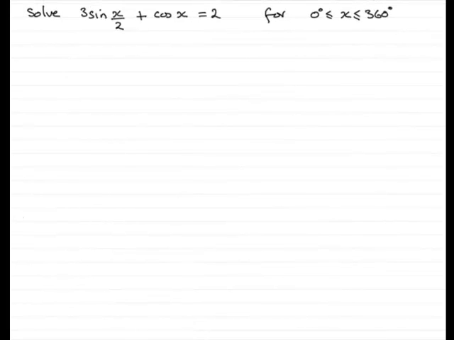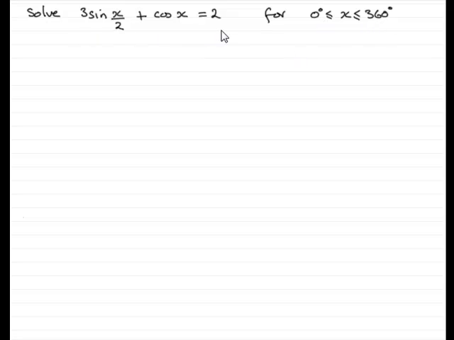Hi, welcome to another example in my series on how to solve trig equations by using identities. Now, in this example we've got to solve 3 sine x over 2, or a half x, plus cos x equals 2 for x between 0 degrees and 360 degrees inclusive.